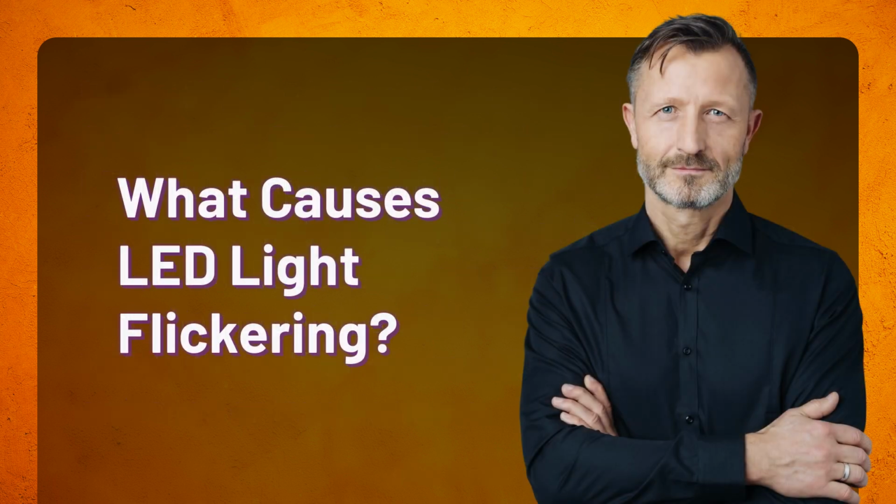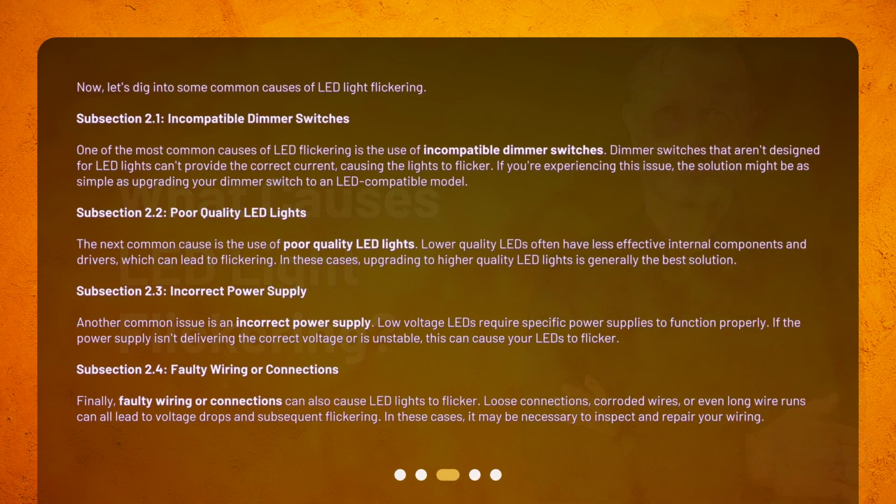What causes LED light flickering? Now, let's dig into some common causes of LED light flickering. Subsection 2.1. Incompatible dimmer switches. One of the most common causes of LED flickering is the use of incompatible dimmer switches. Dimmer switches that aren't designed for LED lights can't provide the correct current, causing the lights to flicker. If you're experiencing this issue, the solution might be as simple as upgrading your dimmer switch to an LED-compatible model.